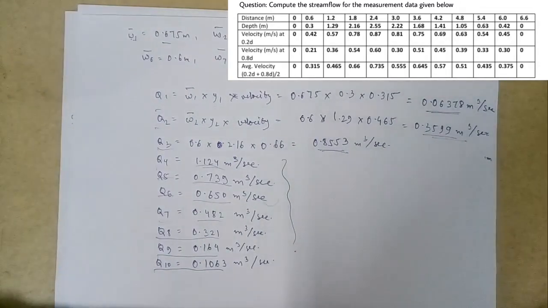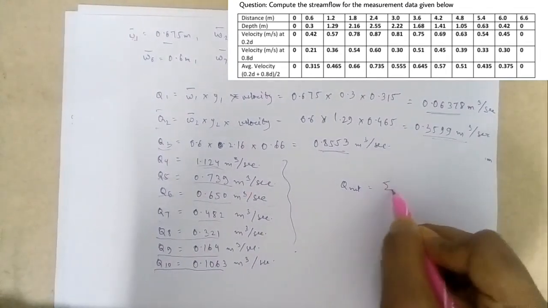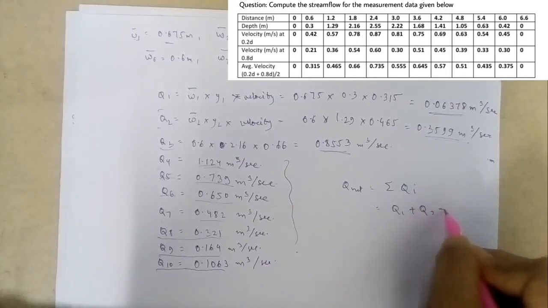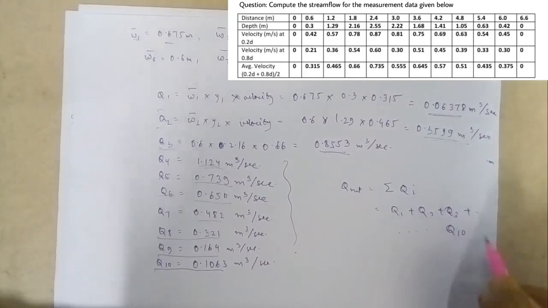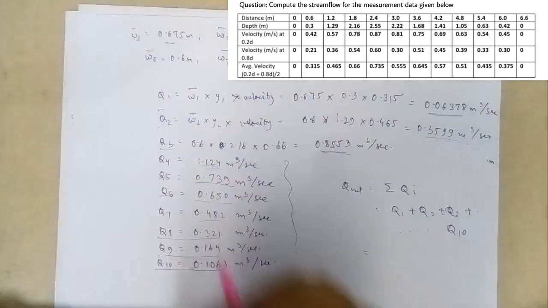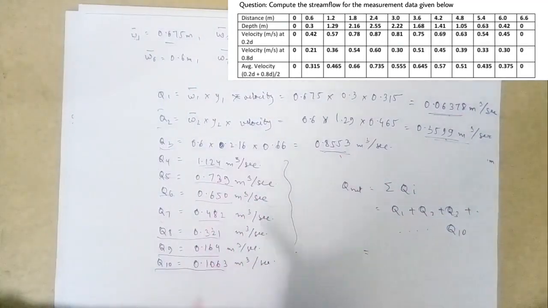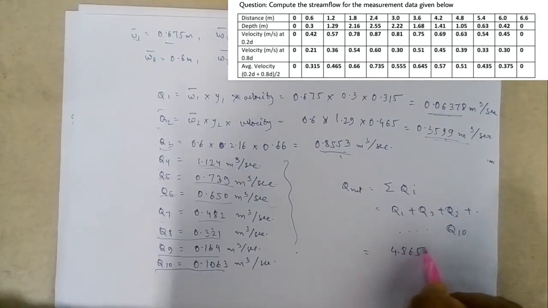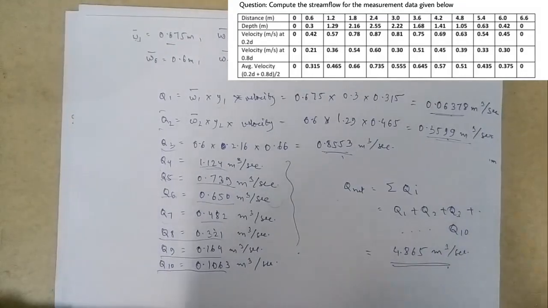And now what we will do, we will find the net Q, that is the summation of Qy, and that is equal to Q1 plus Q2 plus Q3 up to Q10. So this is basically the summation of all the discharges, and if we add all these discharges, we will get the answer equal to 4.865 meter cubes per second. So this is our net discharge.